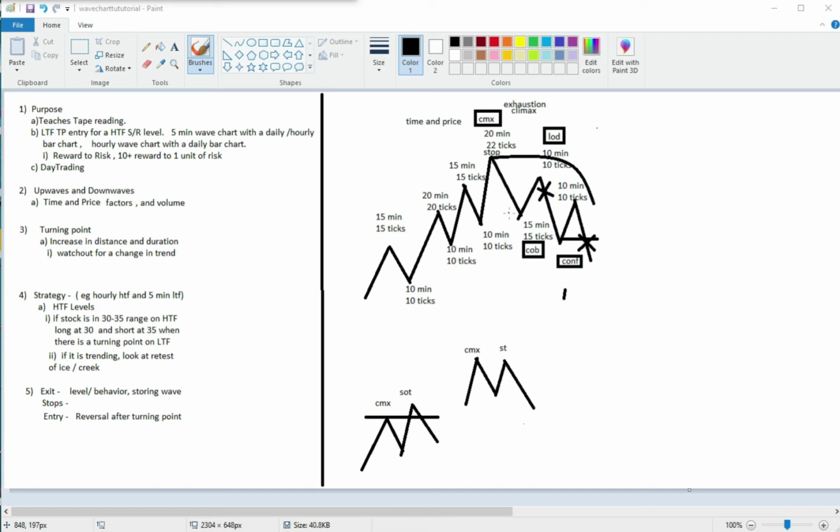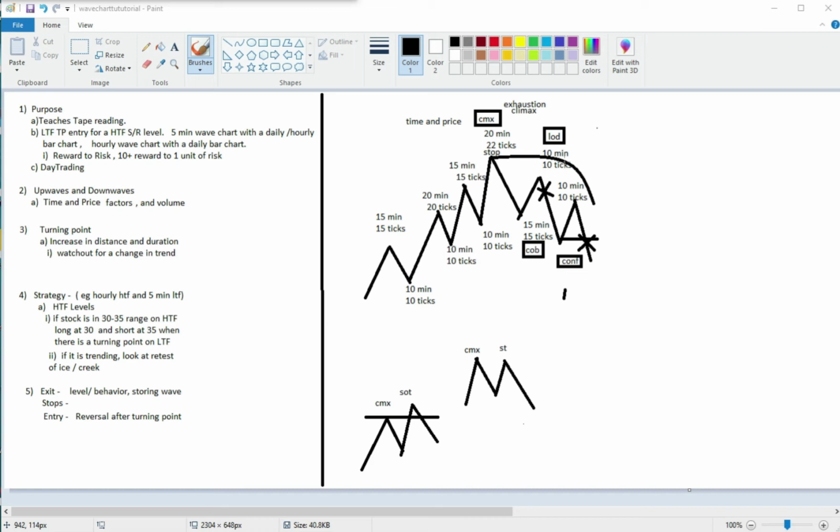At this point, the distance and duration has increased significantly compared to the prior 3 down waves. Here, it has increased, and does that mean that it's going to change trend? No, not yet. But it is an increase in time and distance, so distance and duration, and that is a warning. Now in the next up wave, it only lasts 10 minutes and 10 ticks.